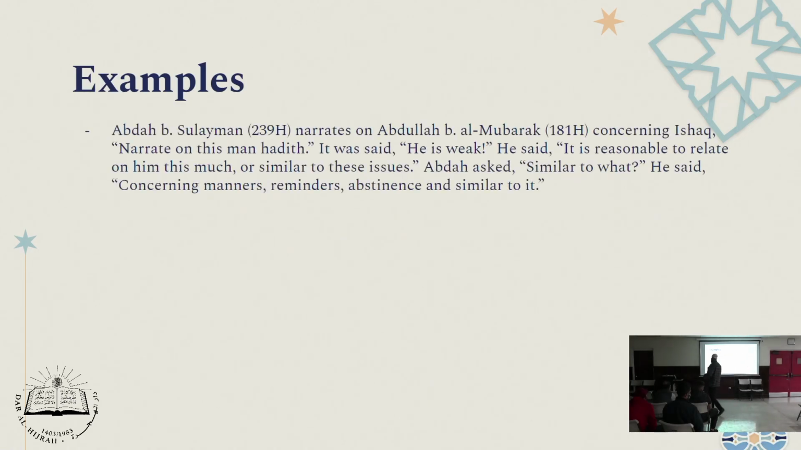Abd ibn Sulaiman narrates from Abdullah ibn Mubarak concerning Ishaq: narrate on this man hadith. It was said he's weak. He says it is reasonable to rely on him this much or similar to these issues. Abd asked, similar to what? He said concerning manners, reminders, abstinence, and similar to it.